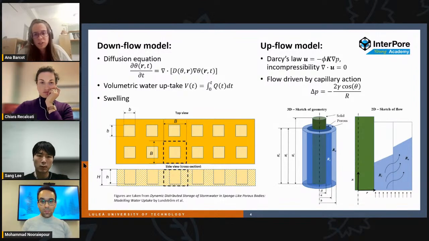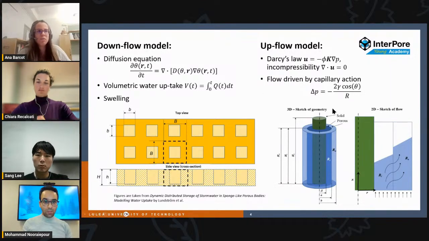Similarly, for the upflow model, here we also have the governing equations of Darcy's law alongside the incompressibility, where U is the velocity, phi is the porosity, K is the permeability, and P is the pressure. The flow is mainly driven by capillary action, and here, of course, the capillary action can be expressed by the very famous formula, Jurin's law, in which, in particular for us, the pore radius is varied.